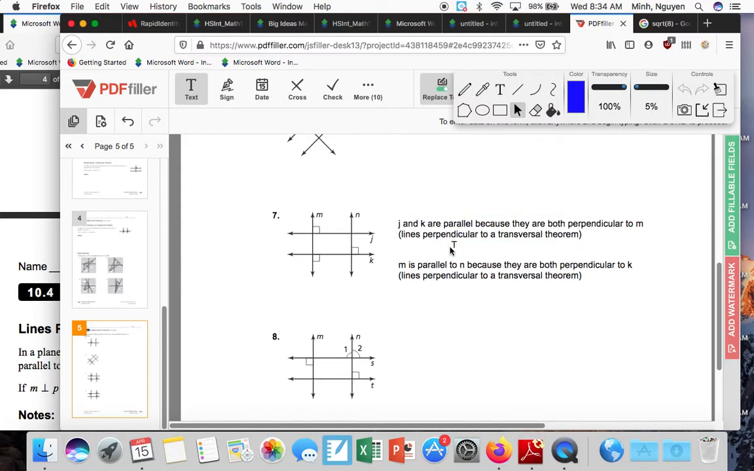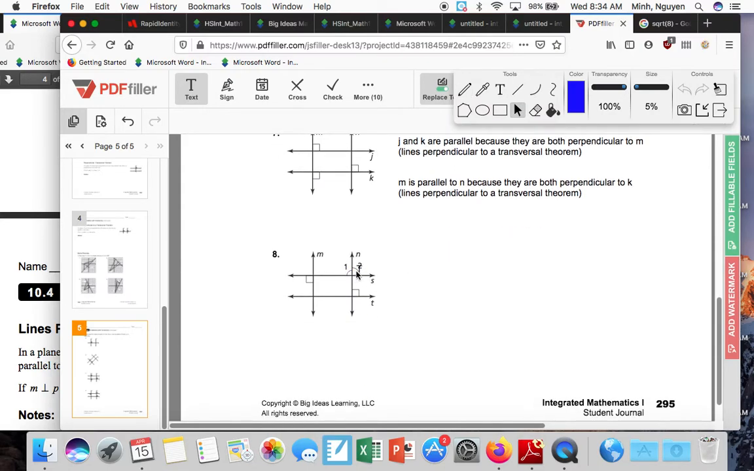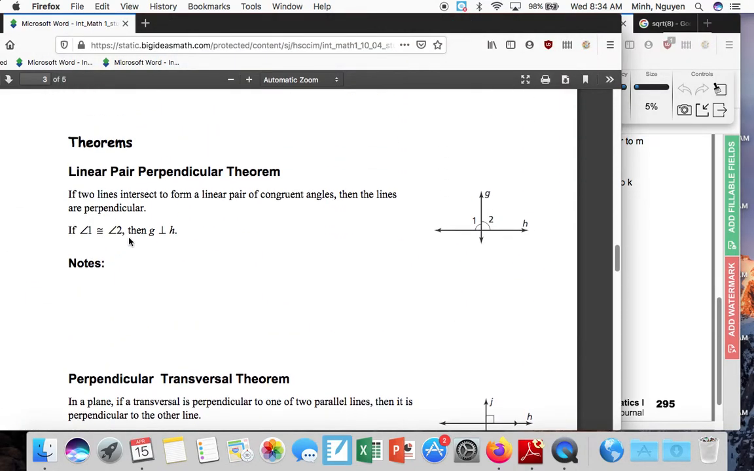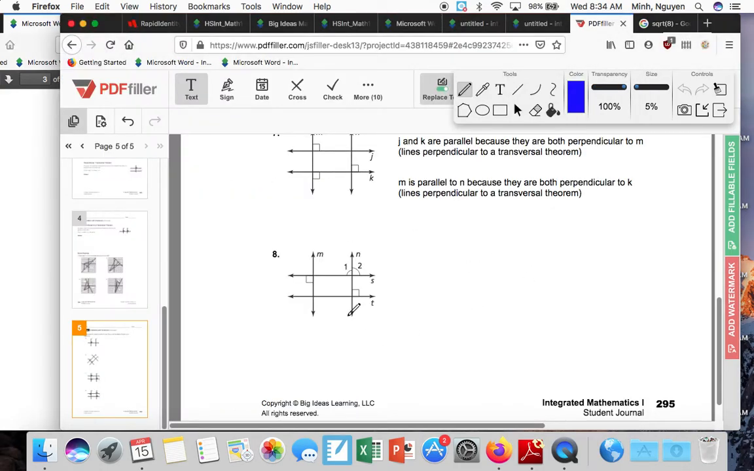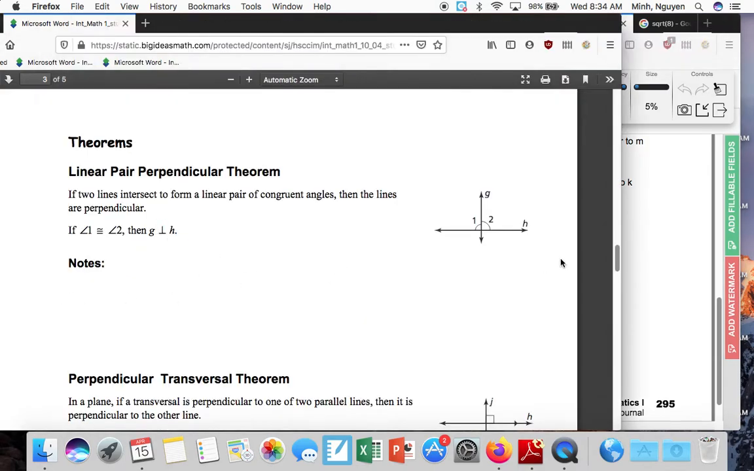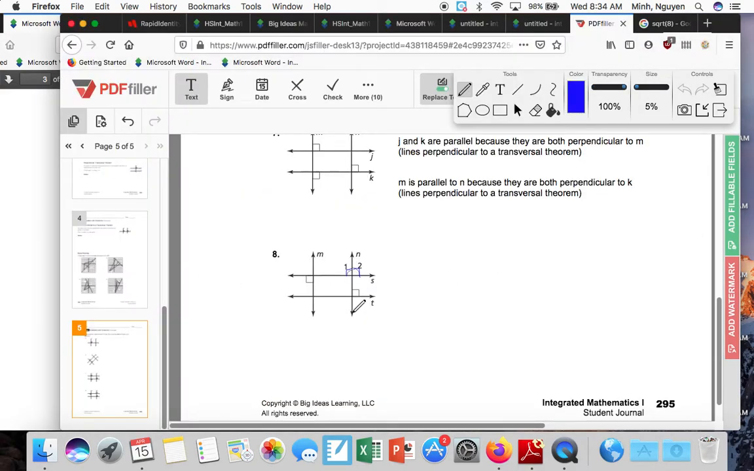Last one. We see that these are congruent to each other. So what does that mean? Well, by the linear pair perpendicular theorem, if two lines intersect to form a linear pair of congruent angles, which they are congruent and they form a line, then they are perpendicular. They're perpendicular to S. Or sorry, line N is perpendicular to line S. So 90 and 90, and then do that here as well, because they're all linear pairs.